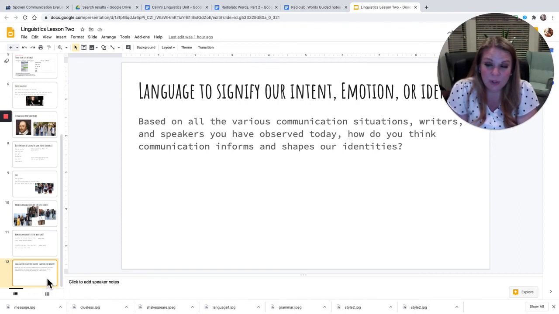Okay, so go do the written and spoken communication Google Forms, and then when you're done with that, as an exit ticket, I want you to write one paragraph evaluating based on all the various communication situations you observed today. How do you think communication informs and shapes our identities? And don't forget to hold on to these paragraphs because we're going to use them in our final assessment at the end of the school year.